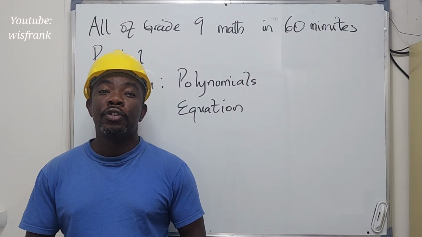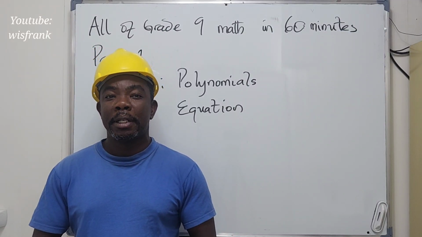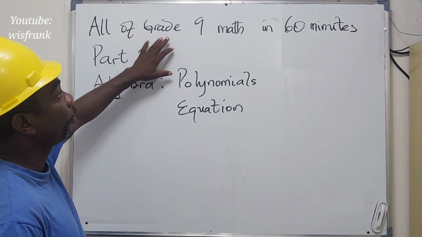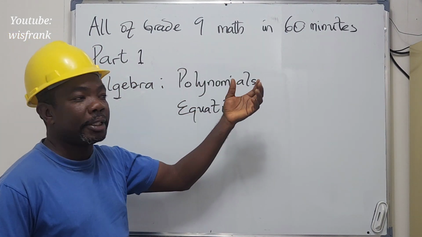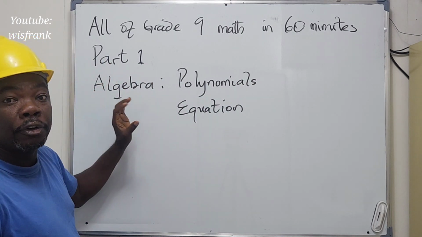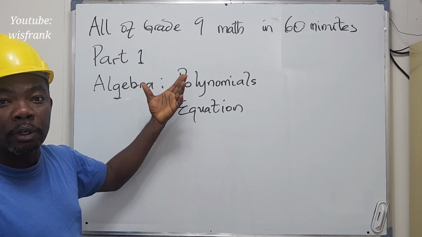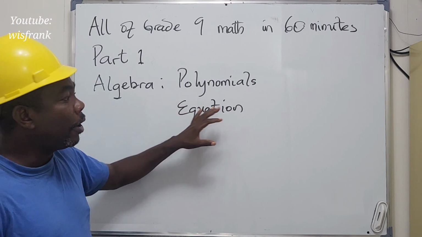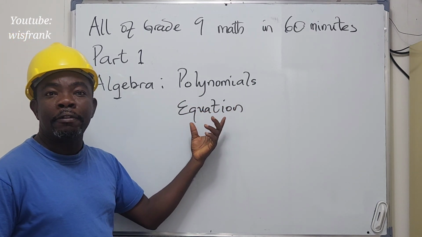For today, we are going to look at this topic, Grade 9 Mathematics. In this episode, we are going to look at all of Grade 9 Mathematics in 60 minutes. Here we are going to treat Part 1, starting from Part 1. Under Part 1, we have algebra. Under algebra, we have polynomials, and also we have equations.